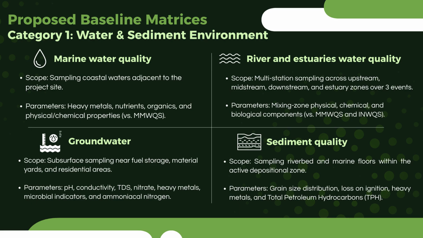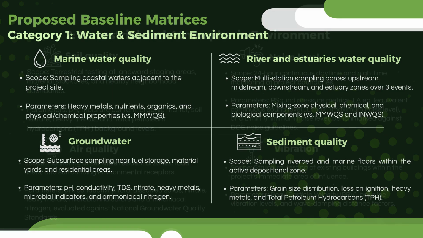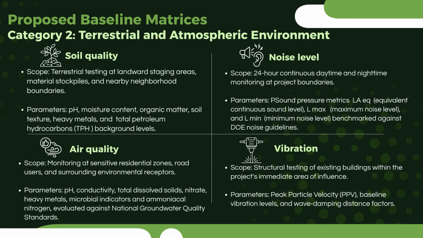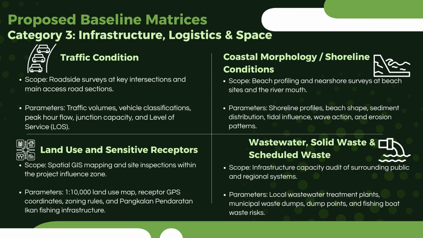First, we monitor marine water quality and estuarine water quality to understand existing conditions in coastal and river environments. We also study sediment quality because pollutants can accumulate in bottom sediments and affect aquatic ecosystems. Groundwater and soil quality studies help establish existing conditions in surrounding terrestrial areas. Air quality, noise, and vibration monitoring provide important information about the current environmental conditions experienced by nearby communities. Traffic studies help us understand existing traffic patterns and road usage.